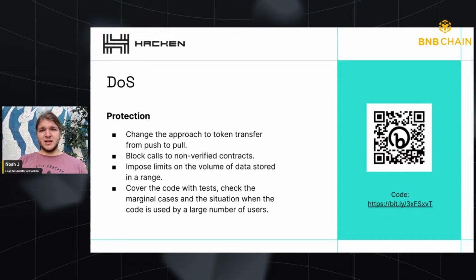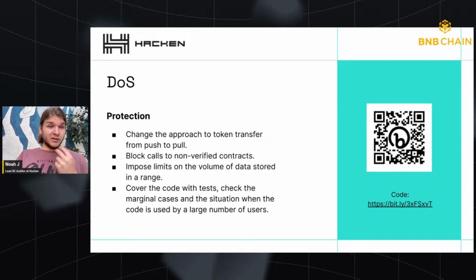The way you fix this is you change your token transfers from a push to a pull pattern. That would mean that you don't send money to people, you make it available for them to take. Why? Because then you're never blocked by someone when trying to send funds to them. They can only block their own funds, pretty much. You can also block calls to non-verified contracts, which is a bit tricky in some cases, but it's a valid option, making a closed system.